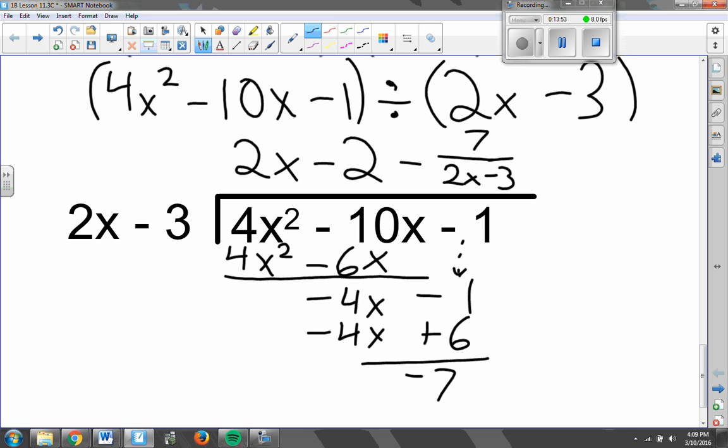We get 2x minus 2 minus 7 over 2x plus 3. Because at the end, we had negative 10x minus negative 6x. Negative 10x minus negative 6x, like adding 6x. So negative 10 plus 6 gets us to negative 4x. And then at the end, negative 1 minus 6 gets me to a negative 7. So that's where our negative 7 comes from. Negative 1 minus 6 is negative 7.